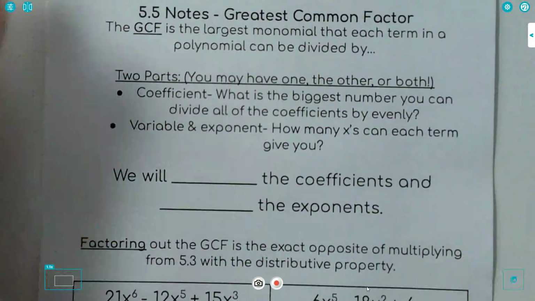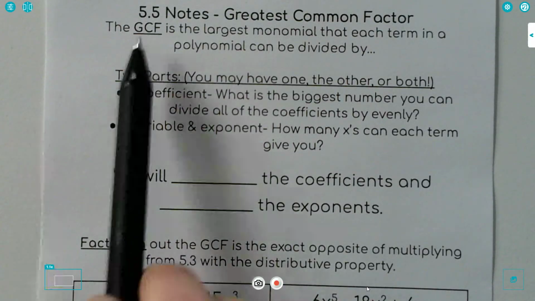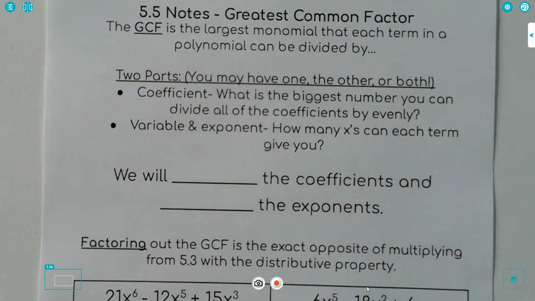Okay, we are factoring for the rest of this unit. Today, we are factoring out the greatest common factor of a polynomial. Greatest common factor we can abbreviate to GCF. We just talked about greatest common factors when we talk about numbers. So the GCF is the largest monomial that each term in a polynomial can be divided by. So we just talked about essentially the coefficient parts, what coefficient we're going to be able to divide out.